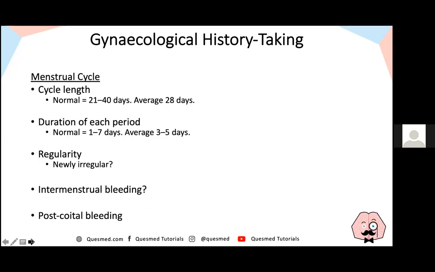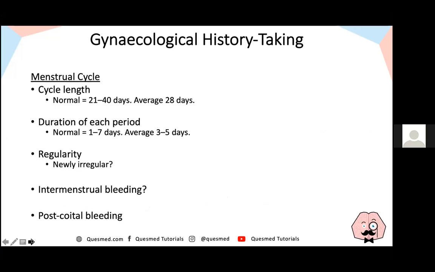And again, let's be mindful of why we're asking this and remember what's normal. So a normal menstrual cycle is anywhere from 21 to 40 days. Classically, the textbook menstrual cycle is 28 days. And most women will bleed for an average of 3 to 5 days. But remember, this might be from 1 to 7 days and sometimes even longer.